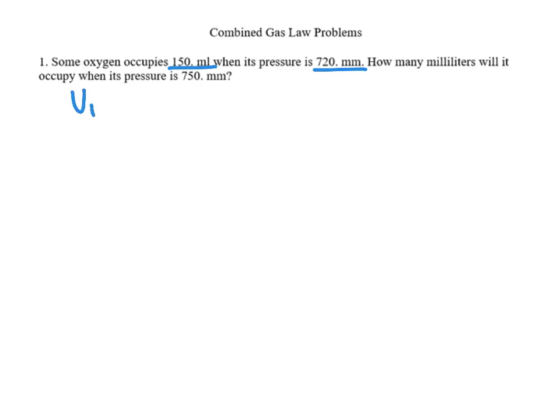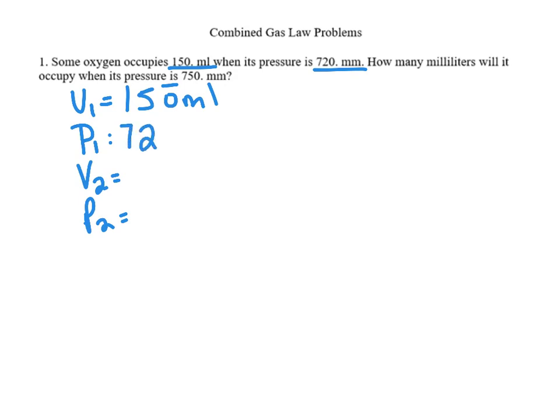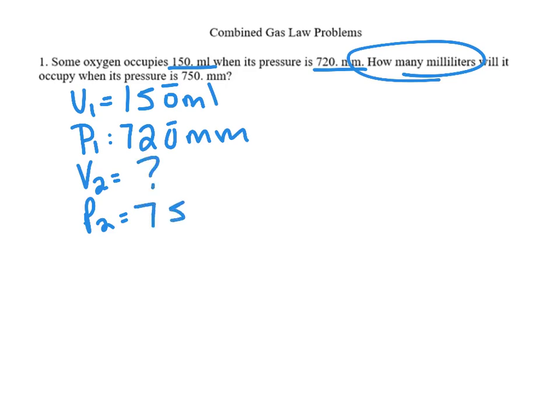So V1, we're going to make our little list of variables that we were just doing. So V1 is the original volume, and that dot behind the 0 means it's significant. P1 is 720 millimeters. So that's the pressure on the outside of the balloon, say. This is our question: how many milliliters would the balloon occupy if we increase the pressure to 750?